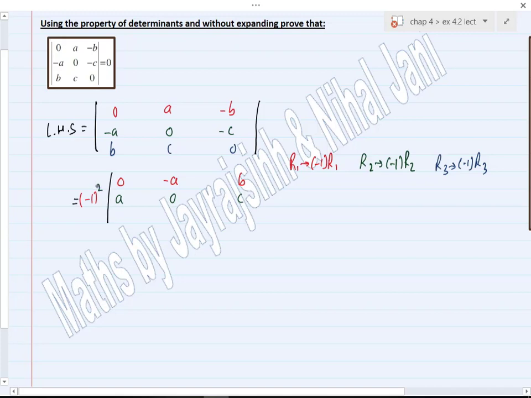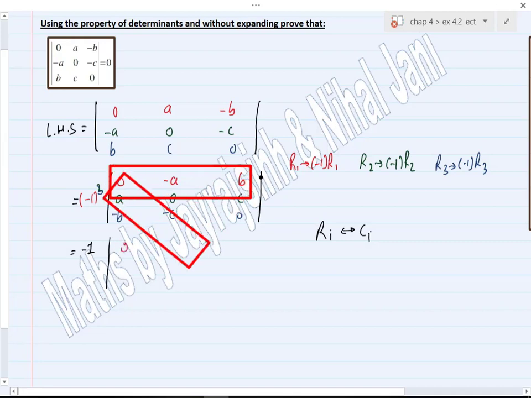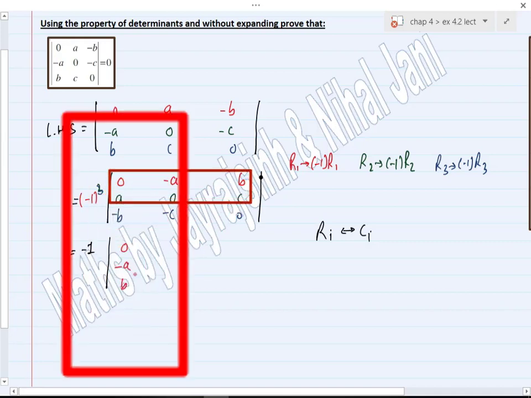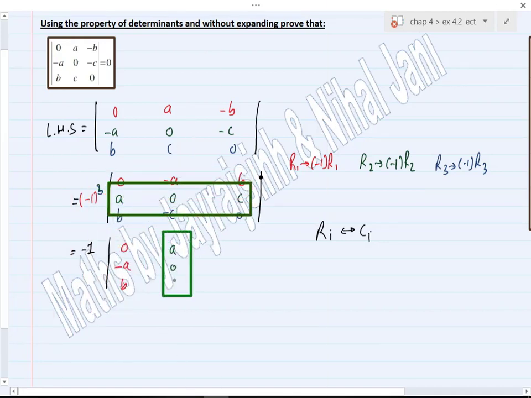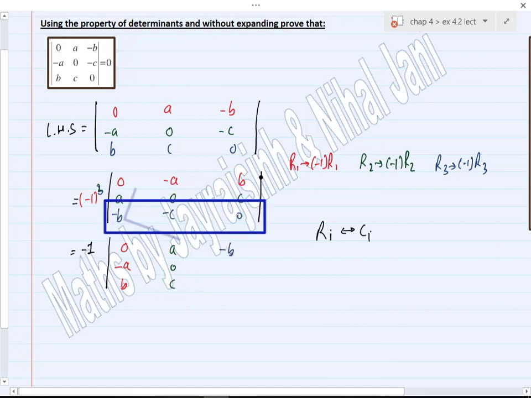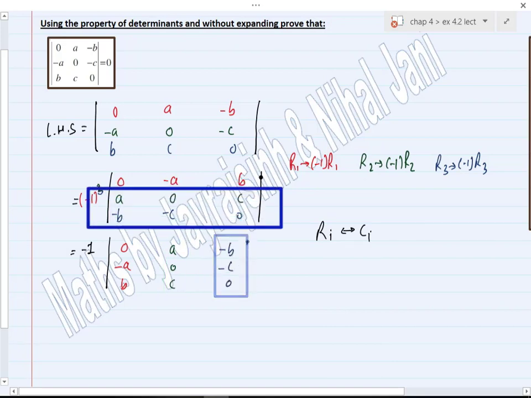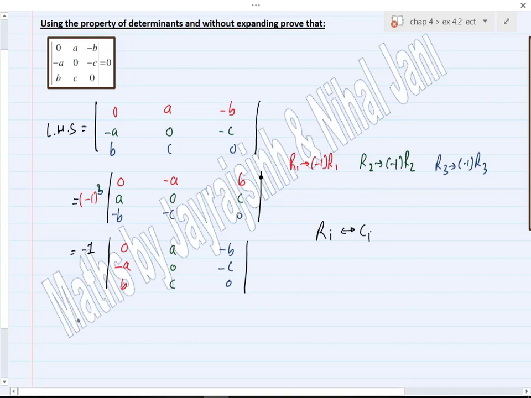So here we'll get -1 whole cube, minus b, minus c and 0. And we know that -1 cube is -1. Let's take an operation of interchanging row with the column. So your first row will become your first column. Second row will become your second column. Third row will become your third column, which is exactly same as our determinant.